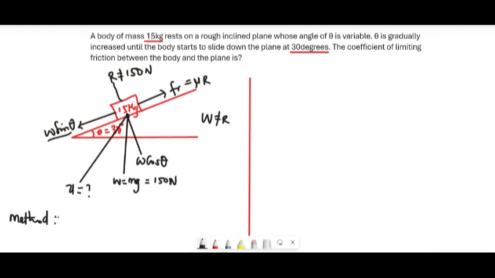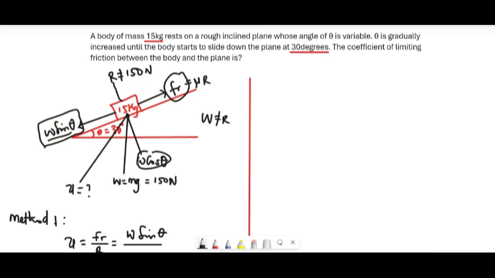So I can start with method 1, starting with my formula for mu. I know mu is always equal to Fr over R. Note that your Fr is equivalent to W sine theta provided the body is not accelerating. So I have W sine theta over R, and since the body is not accelerating perpendicular to the plane, R is W cos theta. What would that give me? That will give me mu equal to W sine theta over W cos theta. Cancel W, so I have sine theta over cos theta. That will give me tan theta.